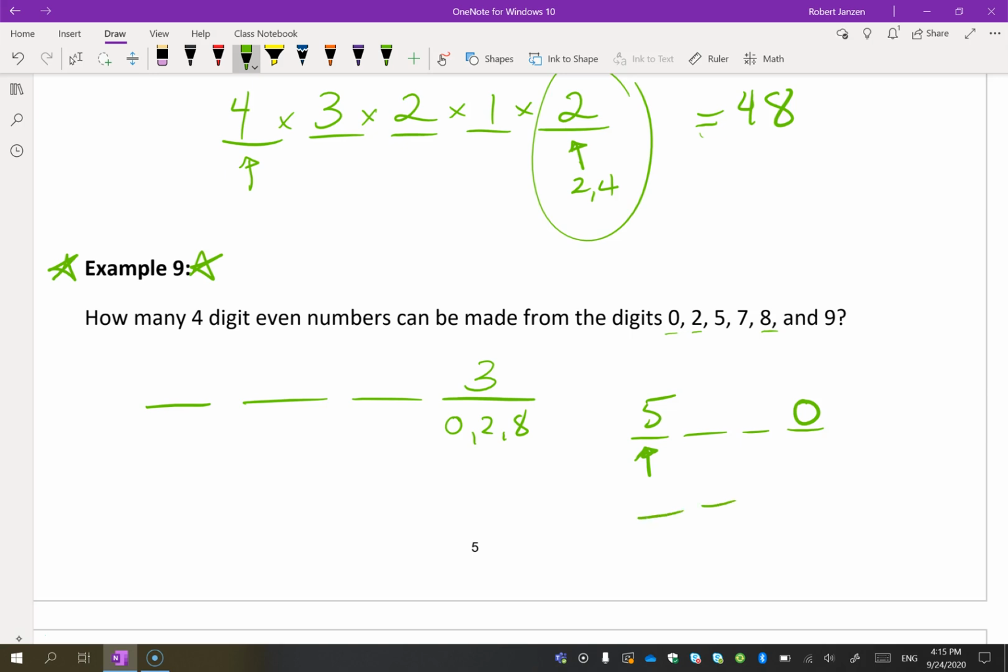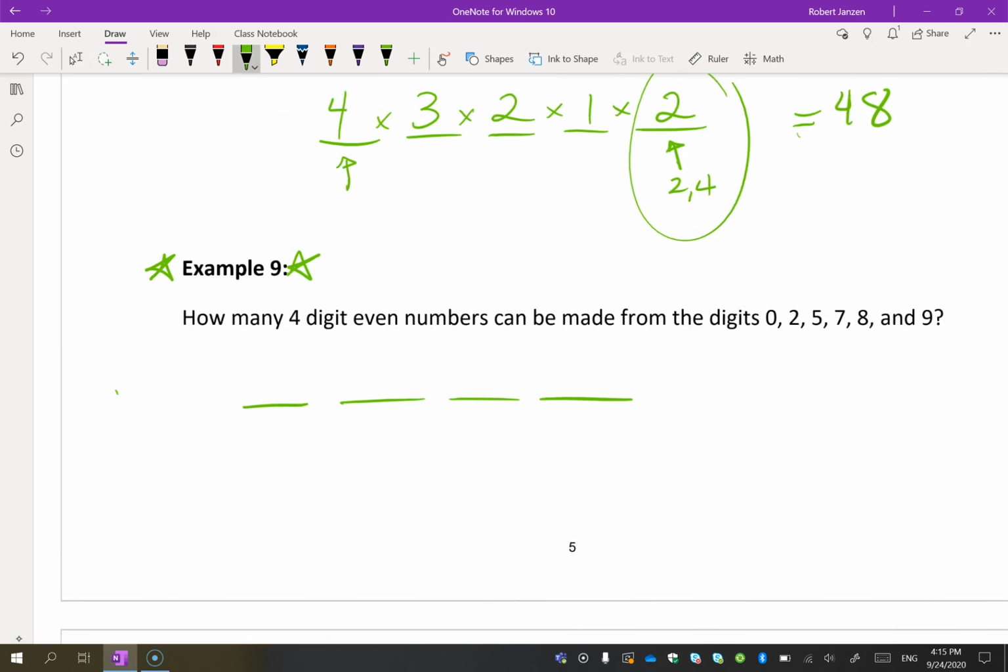Okay, but what if I use the 2 here? How many choices do I have for this? Well, I can't use the 2 then. Can I use the 0? Can I start a number with 0? No, you cannot. So this is a problem. Okay, we can't do this just with one simple case like this.